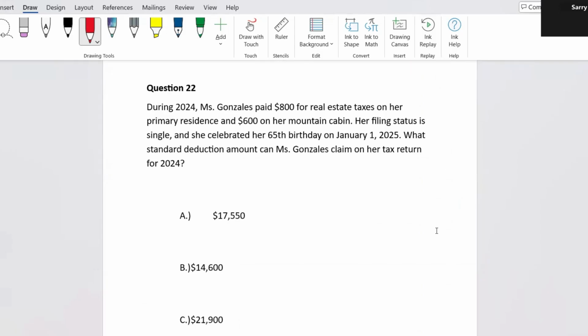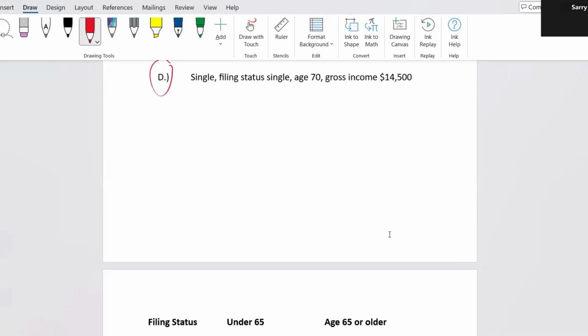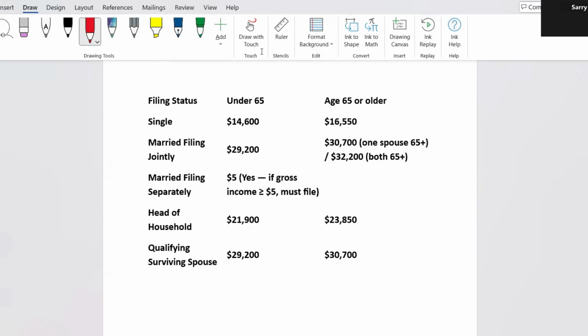Okay, so a couple of things to know about this. Number one, what is the standard deduction for somebody who is single? I have the table here. Okay, so single under 65 is 14,600. Remember that. And then single age 65 and older is 16,550. So it's either 14,600 or 16,550.